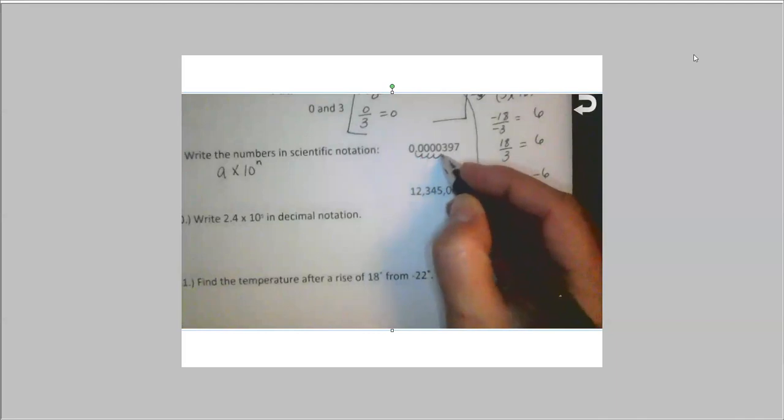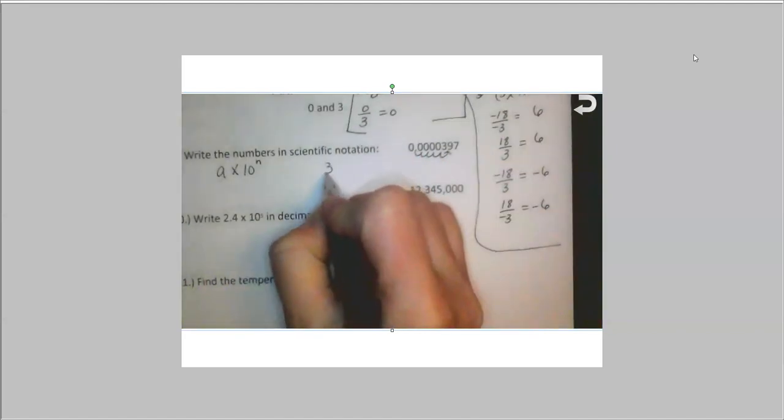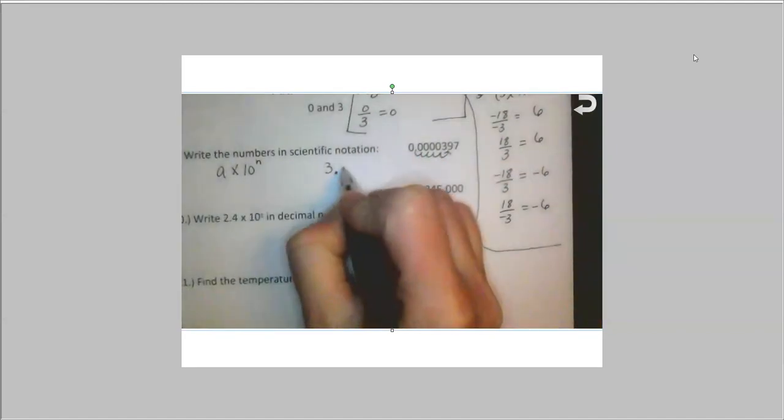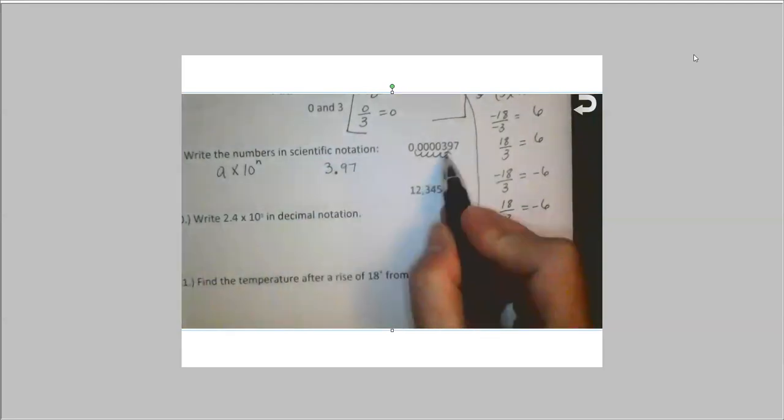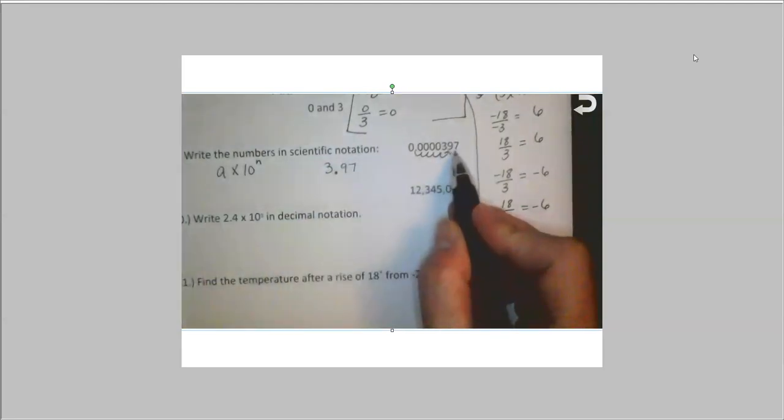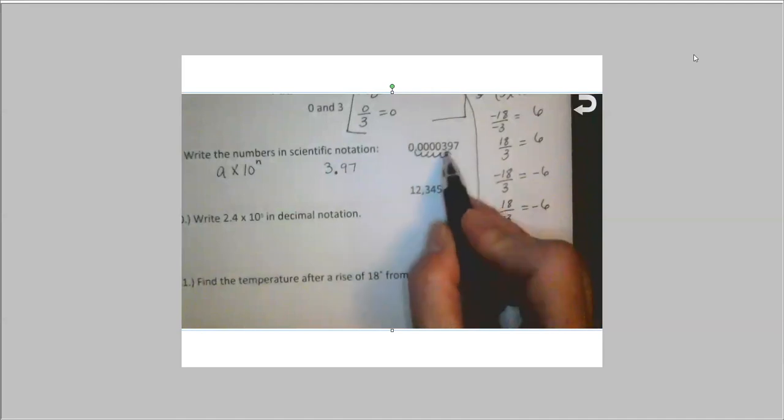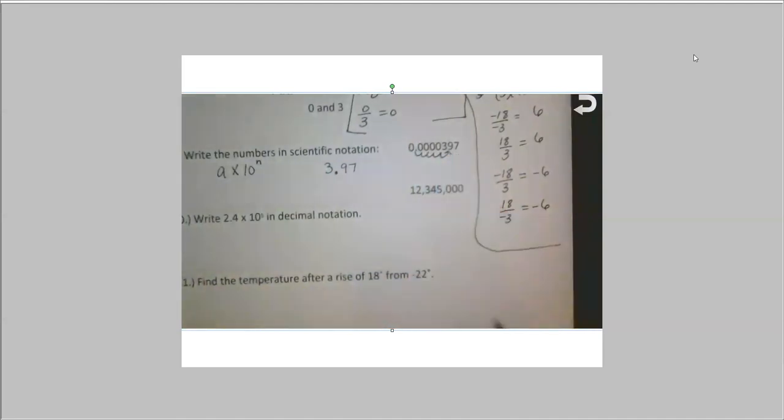If I stop here, 0.397 is too small, so I'm going to go over one more space. So that A, that number out front, will be 3.97. I want to include all those digits, okay? These zeros up front don't matter, but the non-zero numbers here do, 3.97.